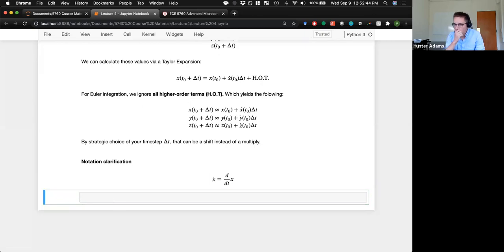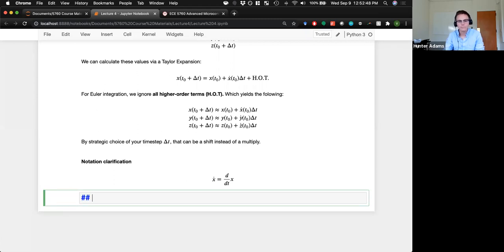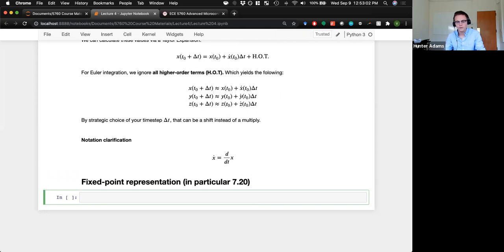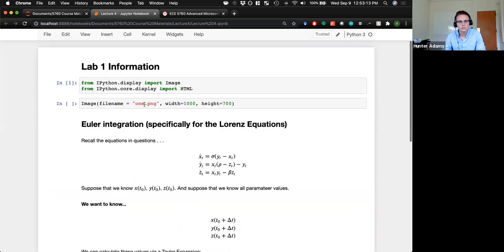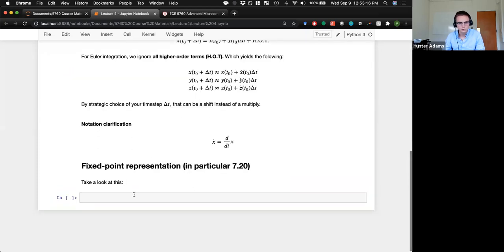The next thing I wanted to go over in connection with Lab 1 is fixed point representation. And in particular, 7.20 representation, because that's what's recommended for Lab 1. So let's take a look at this. We can look at a picture of the visual representation.